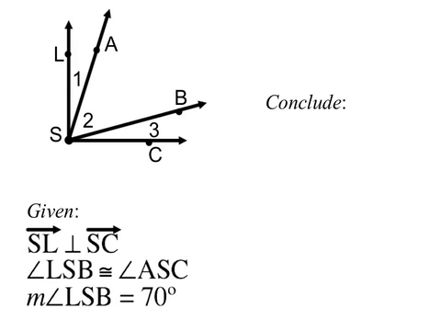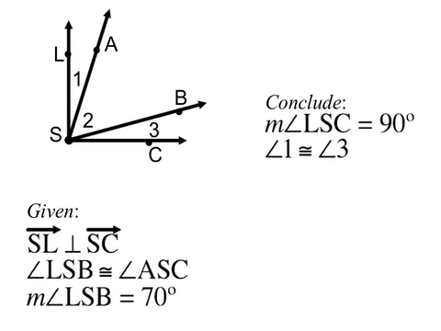Here's one more problem that deals with the angles. We're given that ray SL is perpendicular to ray SC, angle LSB is congruent to angle ASC, and the measure of angle LSB is 70 degrees. So we can conclude that the measure of the entire angle, angle LSC, is 90 degrees because perpendicular lines form right angles. We can also conclude that angle 1 is congruent to angle 3 by subtracting angle 2 from the two congruent angles LSB and ASC.